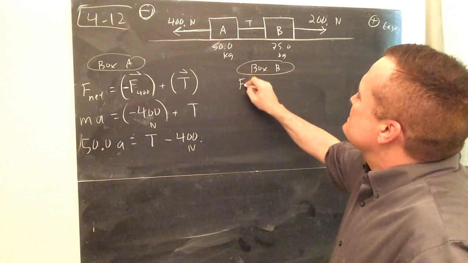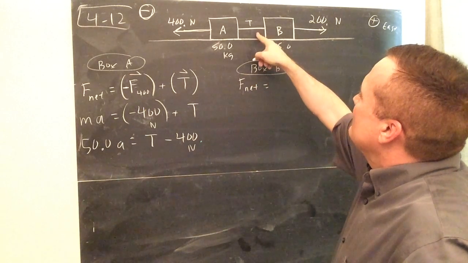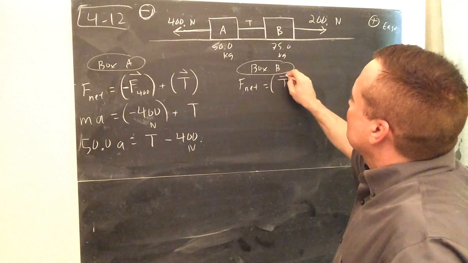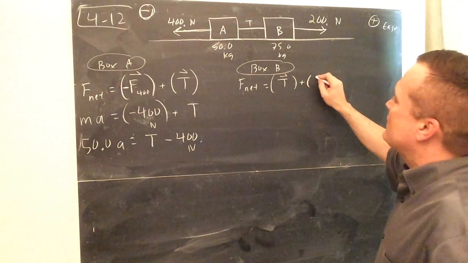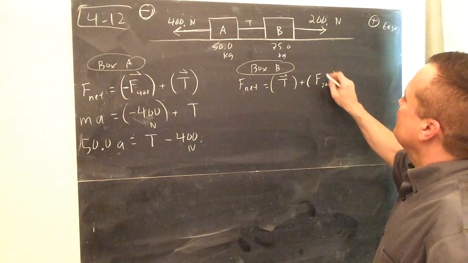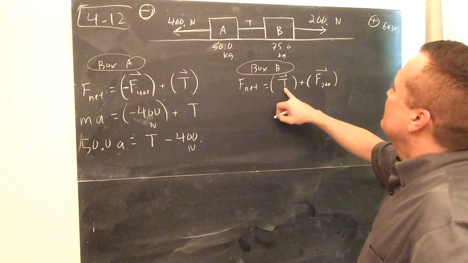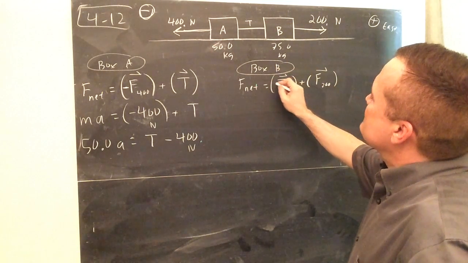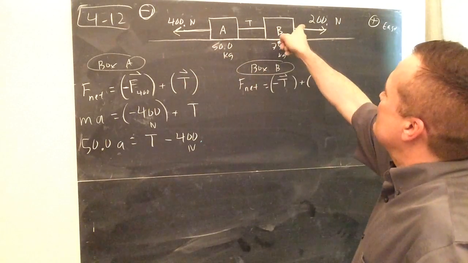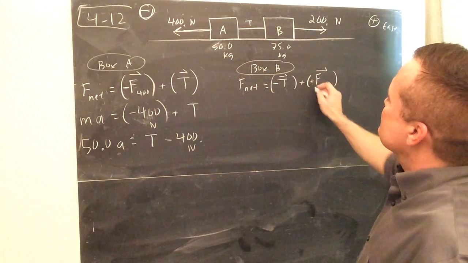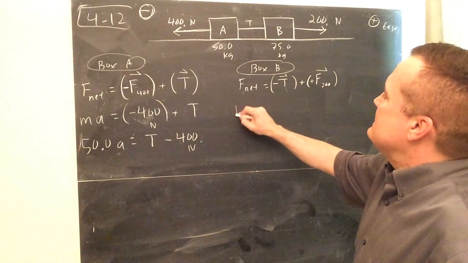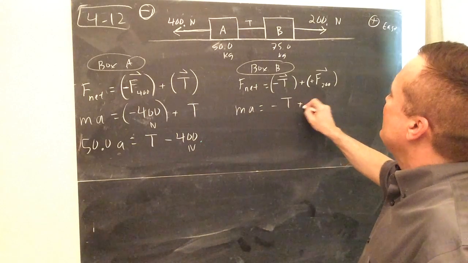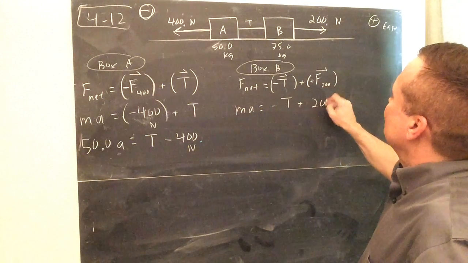Okay, the net force on box B is going to equal, now we have the tension force, and we also have the 200, so we'll call that force 200. Now, which one is positive and negative? The tension this time will be negative. Now for B, it's going to be pulling it along. So tension is going in the negative direction, but the 200 will be going in the positive direction. So that'll be positive. So on B, MA is equal to negative T plus 200 Newton.